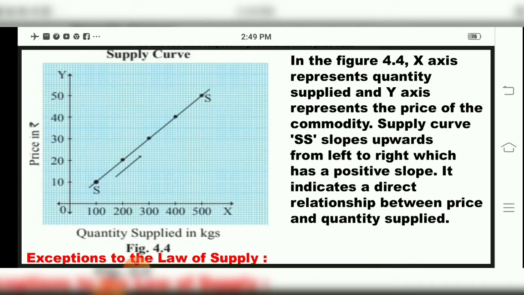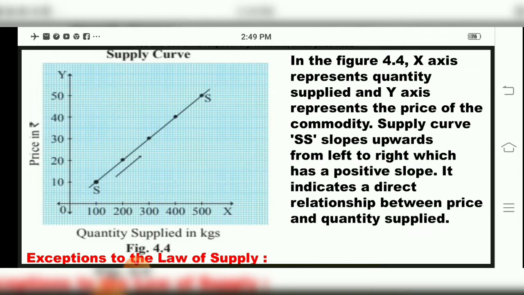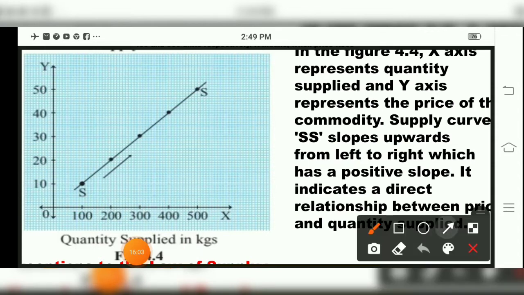So see, children, according to the table, we will plot the points now. On x axis, children, we will plot quantity supplied in kgs. On y axis, we have mentioned price 10, 20, 30, 40. Quantity 100, 200, 300, 400, 500 is there. Now x represents quantity supplied, y represents the price of the commodity.